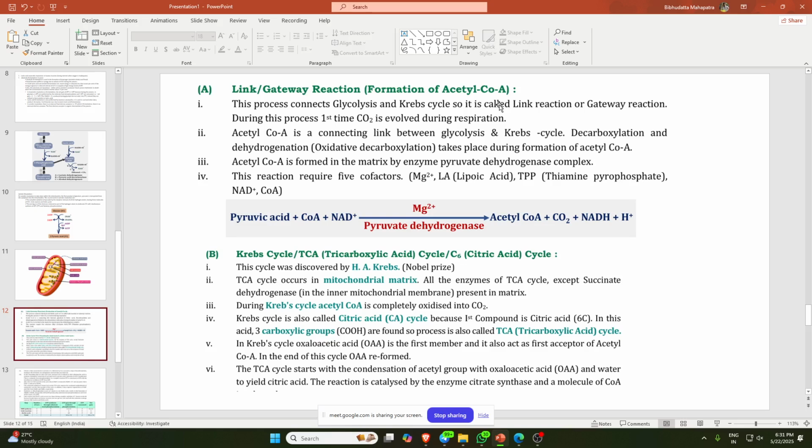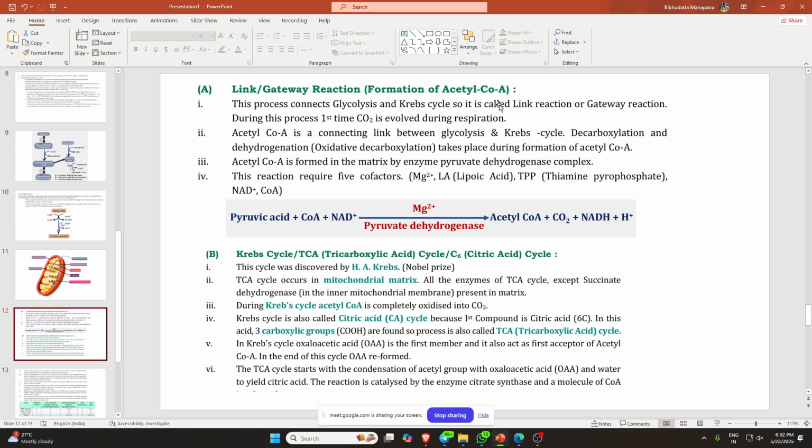Okay. Now, during this process, carbon dioxide is evolved for the first time during respiration. The 6-carbon compound glucose is converted to pyruvic acid. Now, when this pyruvic acid goes through the link reaction, CO2 is evolved for the first time during respiration. Which respiration? Aerobic respiration. Okay. Now, if a question is asked in which process carbon dioxide is first evolved during aerobic respiration, that is the link reaction. Okay. Now, acetyl coenzyme A is a connecting link between glycolysis and the Krebs cycle.